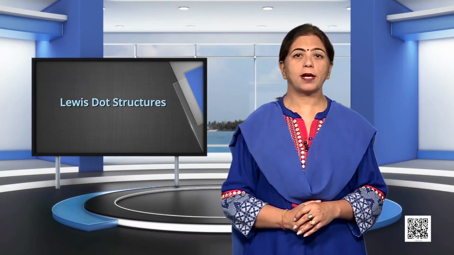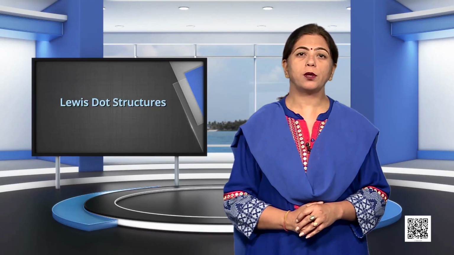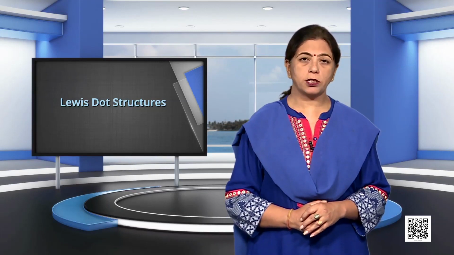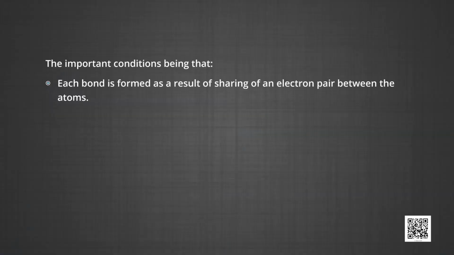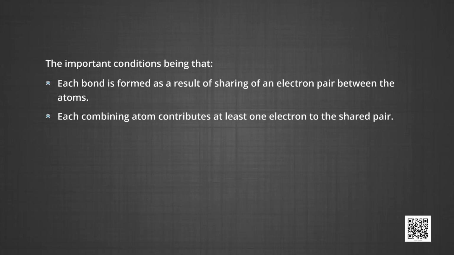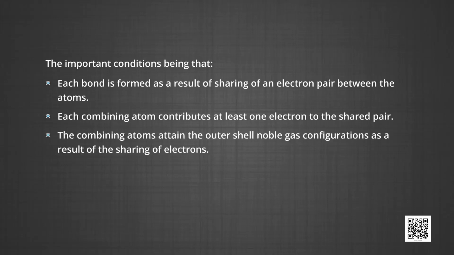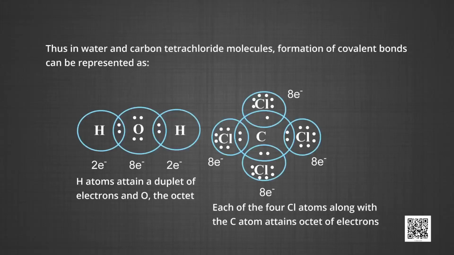The Lewis dot structures can be written for other molecules also, in which the combining atoms may be identical or different. The important conditions being that each bond is formed as a result of sharing of an electron pair between the atoms. Each combining atom contributes at least 1 electron to the shared pair. The combining atoms attain the outer shell noble gas configuration as a result of the sharing of electrons. Thus, in water and carbon tetrachloride molecules, formation of covalent bonds can be represented as.